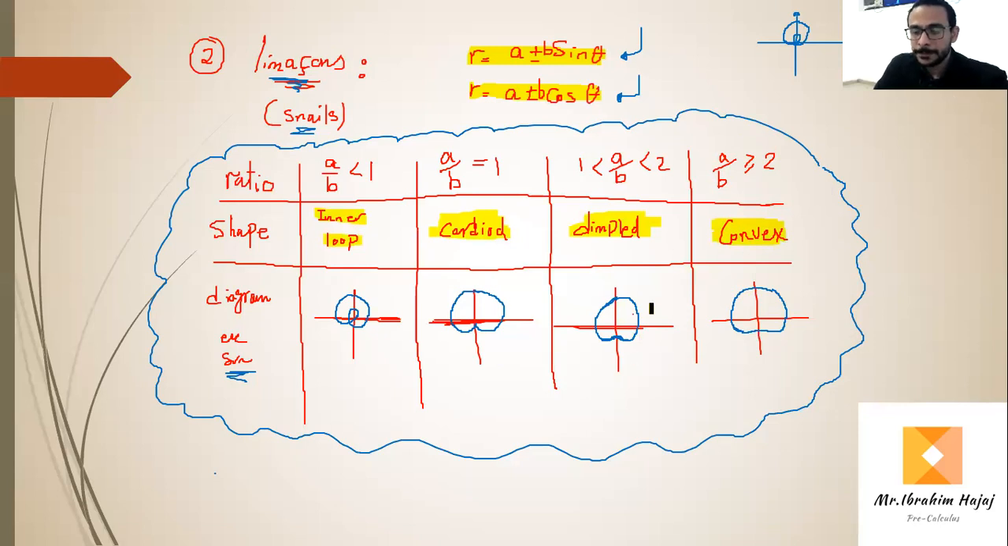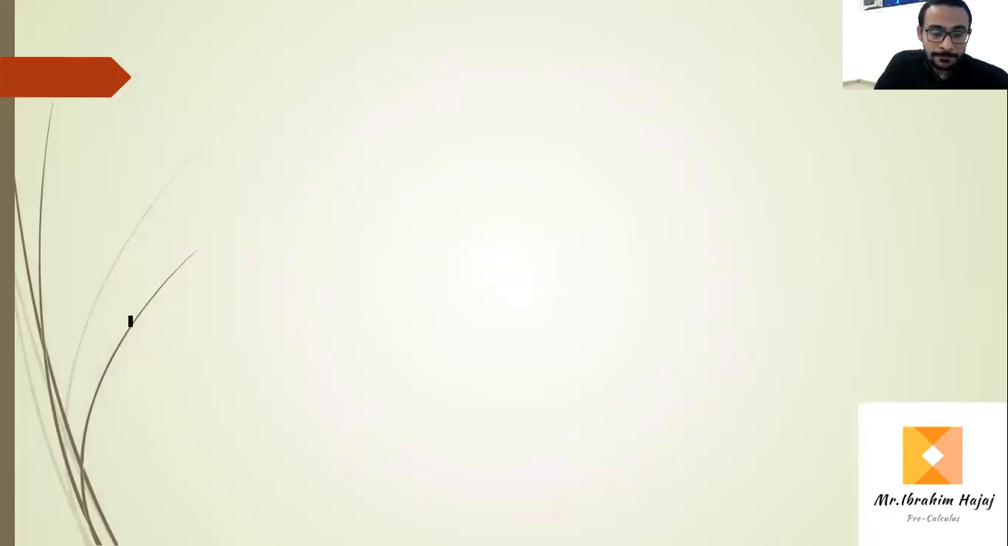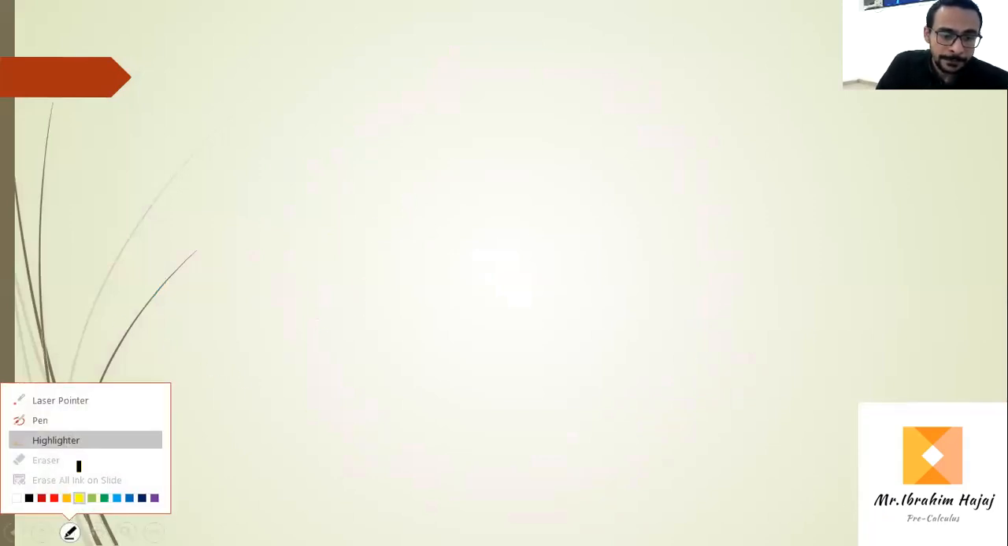For example, yes, it's a graph here. Let's take here. Next page. Let's take an example. Yeah, this one. Graph this equation, it's a polar equation.